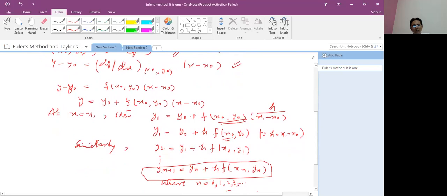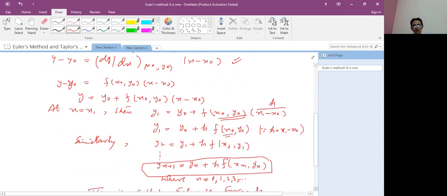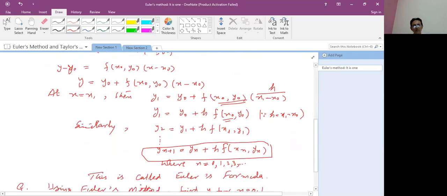In general, when we find the nth value, the formula is y of n plus 1 equals y of n plus h times f of xn, yn, where n runs from 0, 1, 2, and so on. So students, this formula is known as Euler's method.